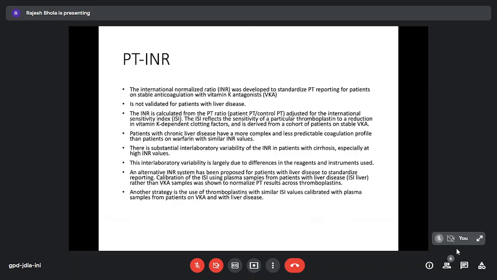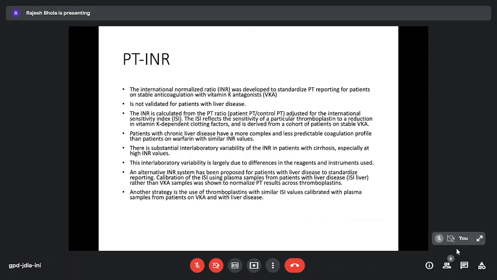Why? We'll try to understand. INR is the international normalized ratio. And why was it developed? It was developed for standardization of PT reporting for patients on stable anticoagulation with vitamin K antagonists, or warfarin. So the take-home message is that PT-INR has been standardized only for monitoring vitamin K antagonist therapy. It is not validated for patients with liver disease.